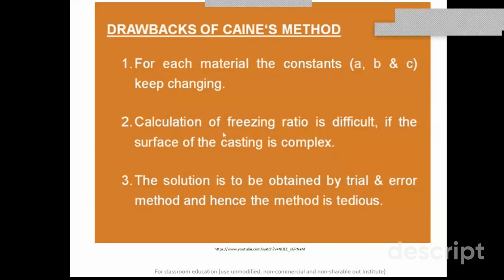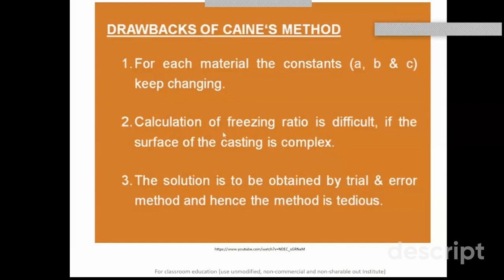In this Caine's method, we were using different material constants like a, b, and c, which keep on changing. So it's a very difficult job to remember these material constants. And also there are different materials for which these material constants have not been obtained. So there are different methods to calculate these material constants, and it is a very challenging task.